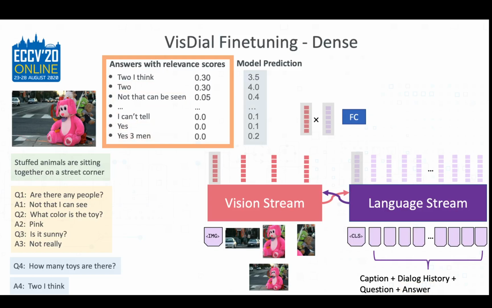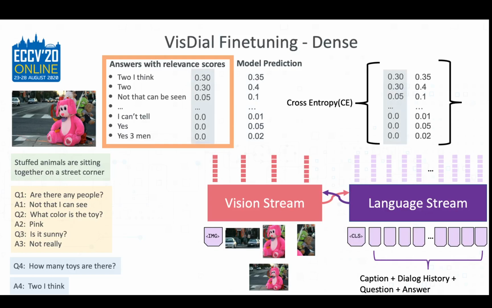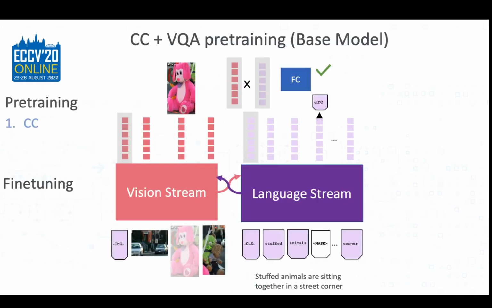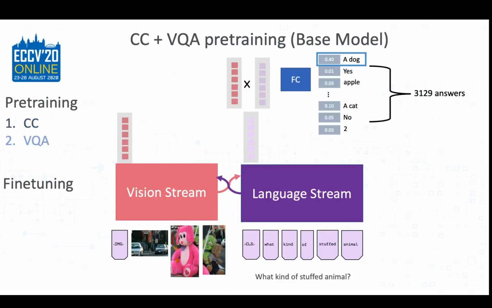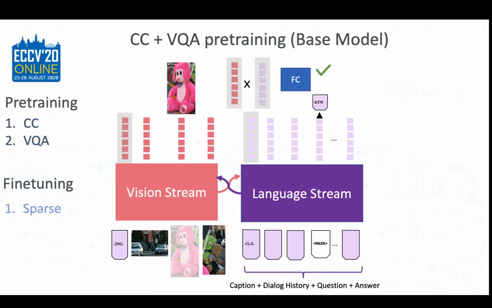We then normalize the model predictions and train on the cross-entropy loss between the distribution defined by the relevance scores and the distribution defined by the model predictions. Given these training strategies, we train the following variants. We first pre-train on the conceptual captions dataset and the VQA datasets, and then fine-tune on sparse annotations from VisDial. We call this our base model.